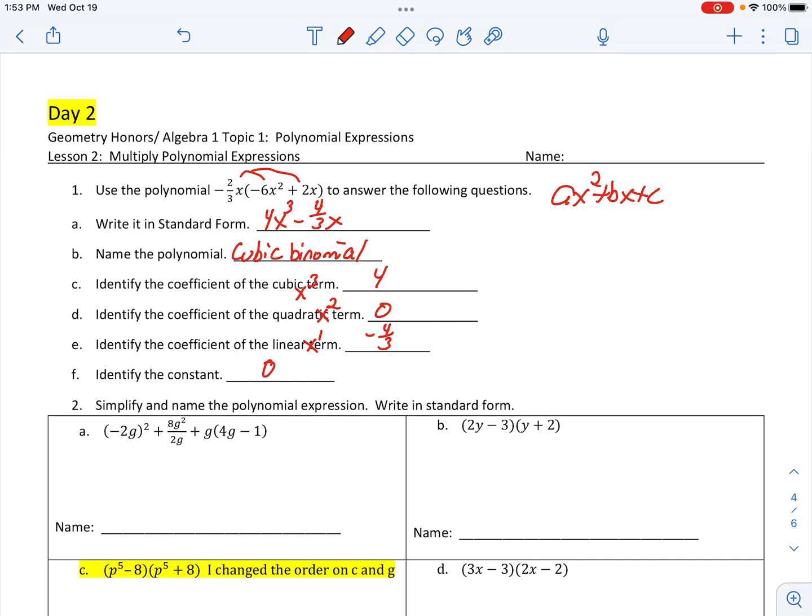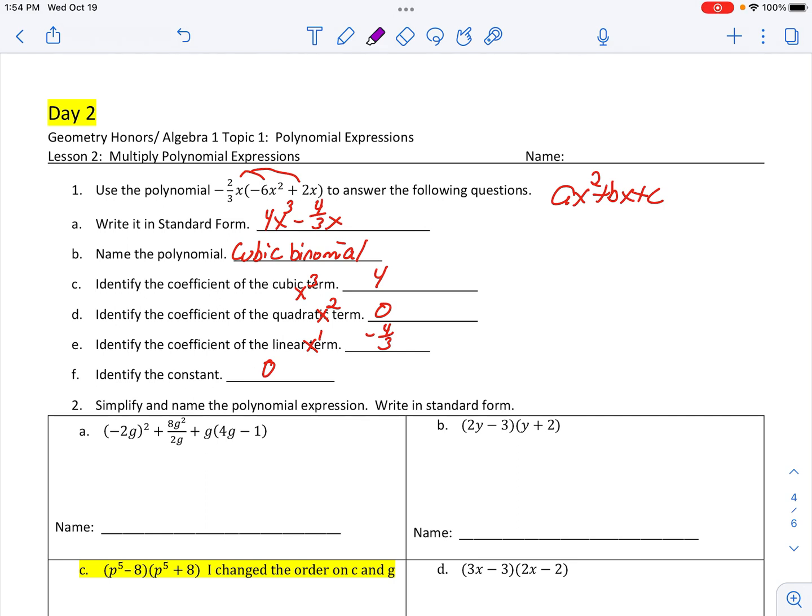Okay, with question 1, put it in standard form, ax squared plus bx plus c, that's what I want to see. So I take the parentheses and use my distributive property. As I distribute them, I get negative 2/3 times negative 6x squared. That gets me a 4x to the third. Distribute again, and I get negative 4/3 x. It's in standard form, so we go ahead and name it.